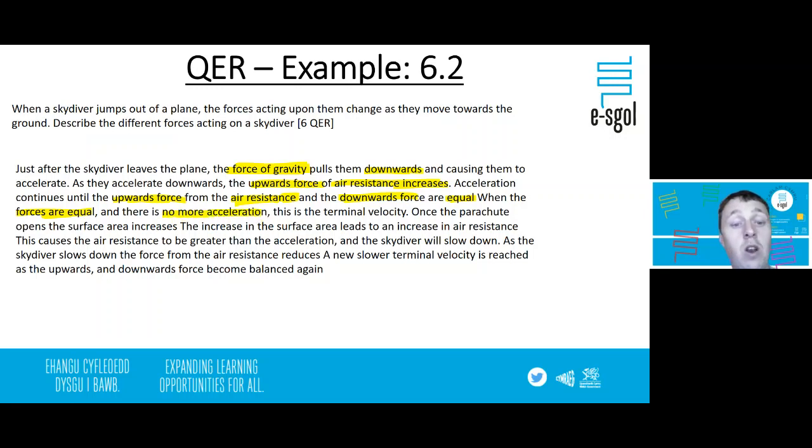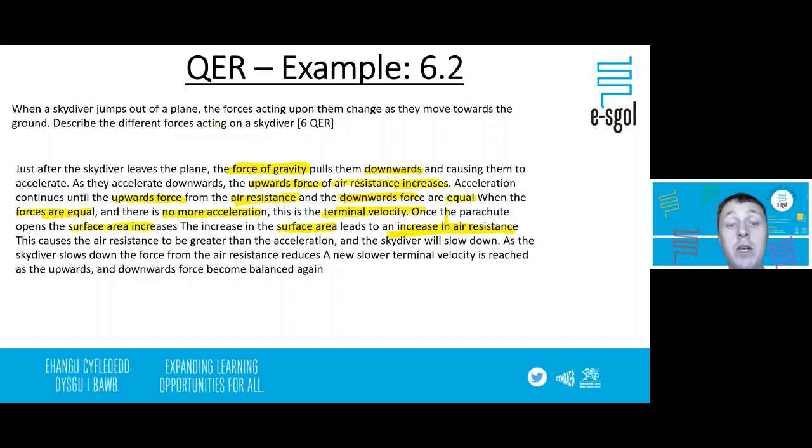So looking at the key command word of forces, you see there's a lot more emphasis on forces instead of speed and acceleration here. They have identified the keyword terminal velocity, so you understand what happens at this point. And once the parachute opens, the surface area increases. The increase in surface area leads to an increase in air resistance. So we can see they are linking what happens to a parachute to the increase in air resistance.